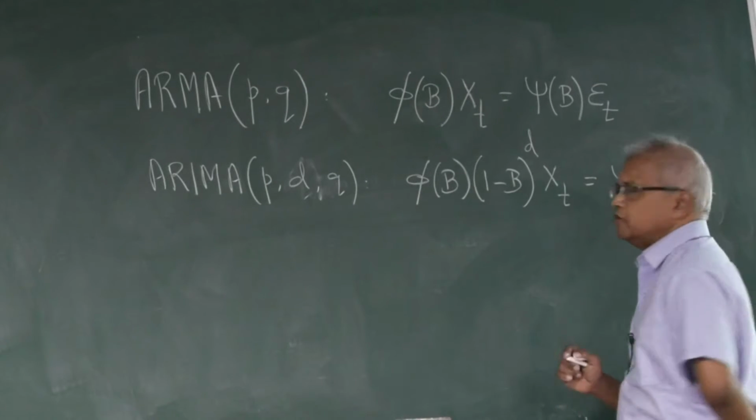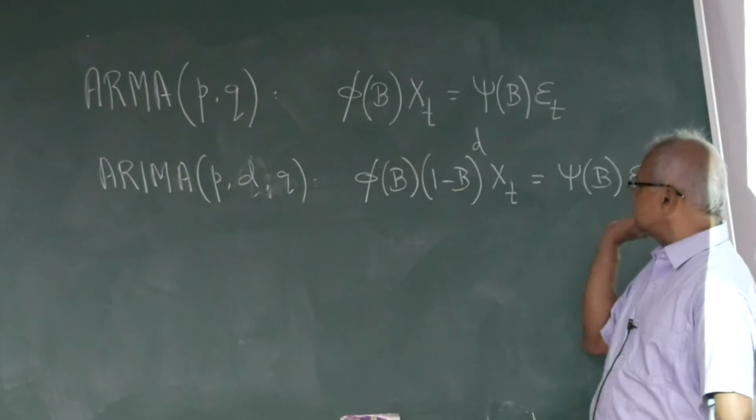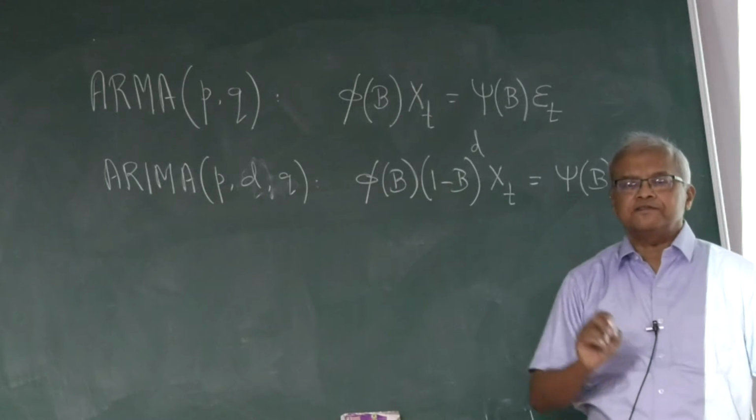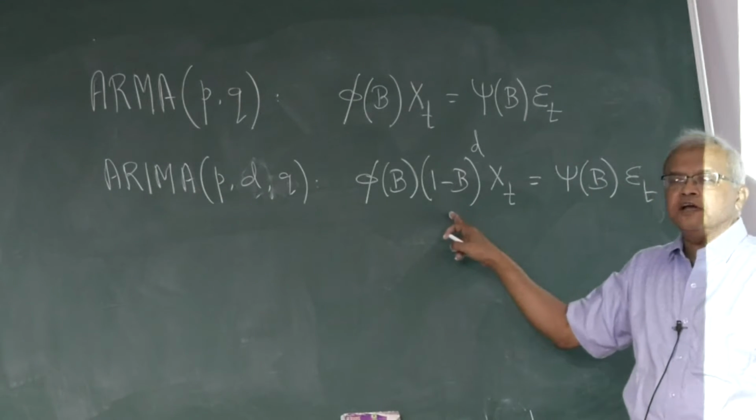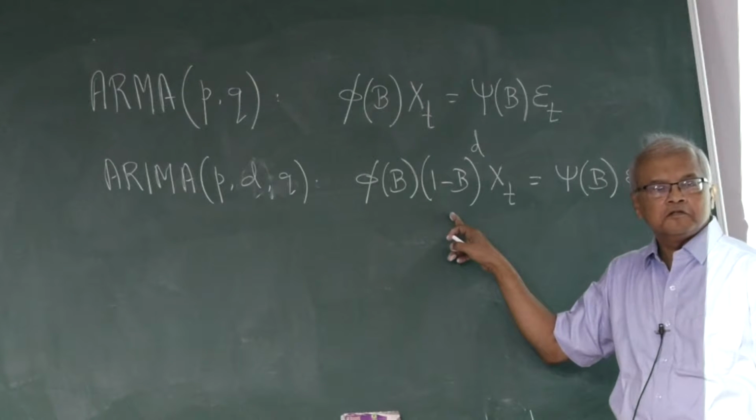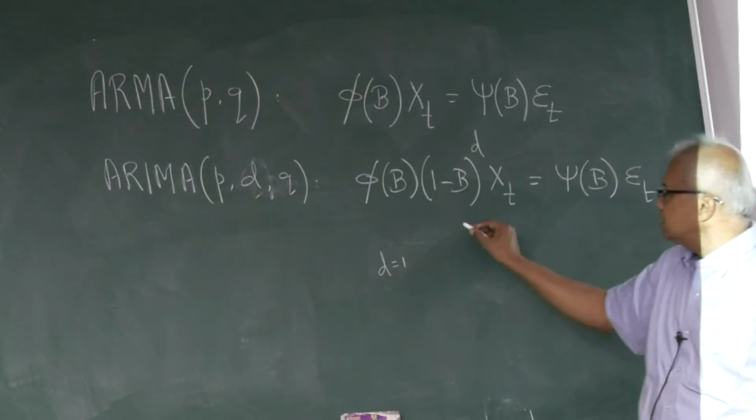Left hand side is fine. Rather, the right hand side is fine, it's the same thing. Let's look at the left hand side here. The only difference is that you have this component here. Suppose I take d equal to 1. What does this give you?